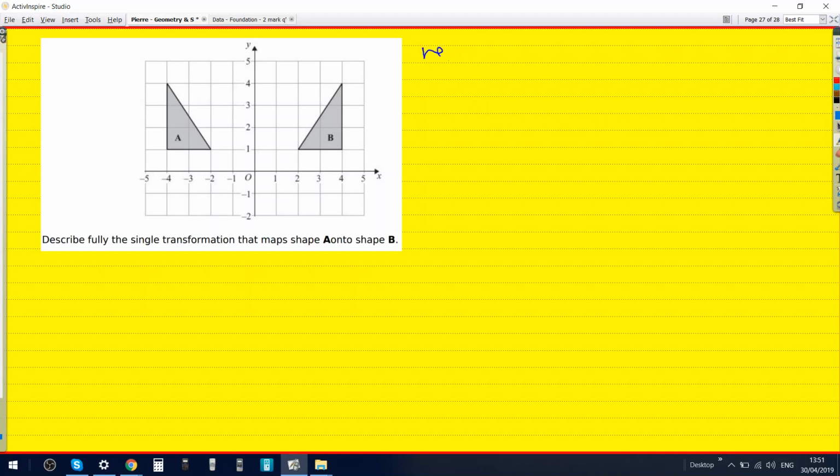And what's the other thing? It's like a movement. But there's a word for it. No, you just have to say what it's reflected in. Reflected in the y-axis. Correct.